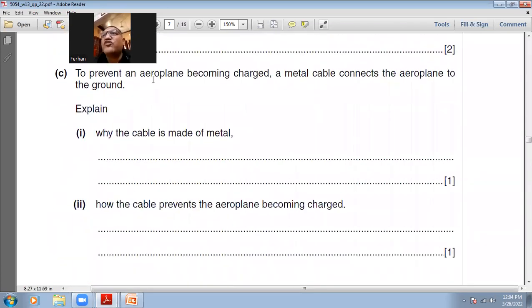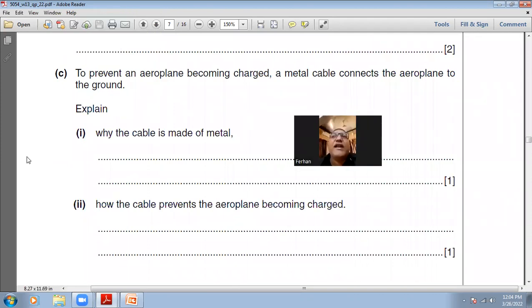The next question says, to prevent an aeroplane becoming charged, a metal cable connects the aeroplane to the ground. Explain why the cable is made of metal and how the cable prevents the aeroplane becoming charged. The cable is made of metal so that the charged particles can move through that cable from the aeroplane to the ground or from the ground to the aeroplane. Metal is a conductor and the charges can flow through it.